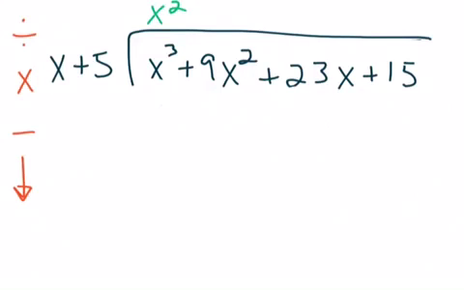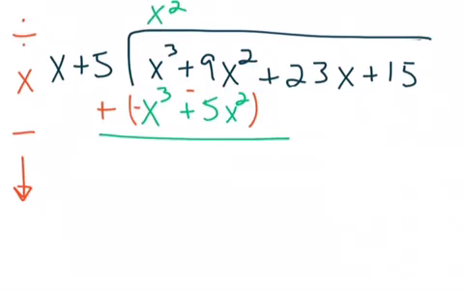And then I'm going to distribute that x squared, so I get x to the third, because x squared times x is x to the third. And then x squared times 5 gives me positive 5x squared. And now I'm going to subtract. Okay, so all my signs are going to change. And that leaves me with 4x squared. And now I'm going to bring down that 23x.